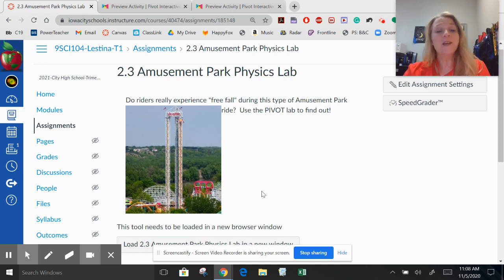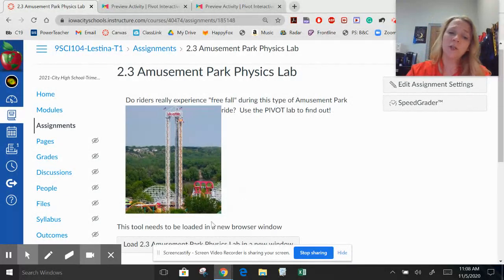Hey, physicists. So I wanted to talk a little bit about this amusement park physics lab. In this lab, we are asking the question, do riders really experience free fall during this type of amusement park ride? Okay. So we have a PhET lab that we are doing to help find the answer to this question.